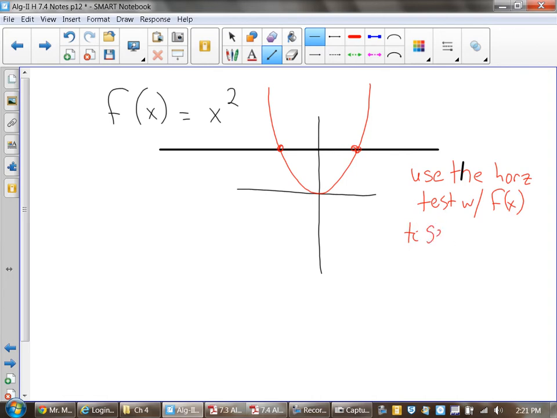And it can be both. What's that? It can be both. What do you mean? Like, it can pass the horizontal and the vertical line test. It could, yeah, and I'm going to show you what happens here.